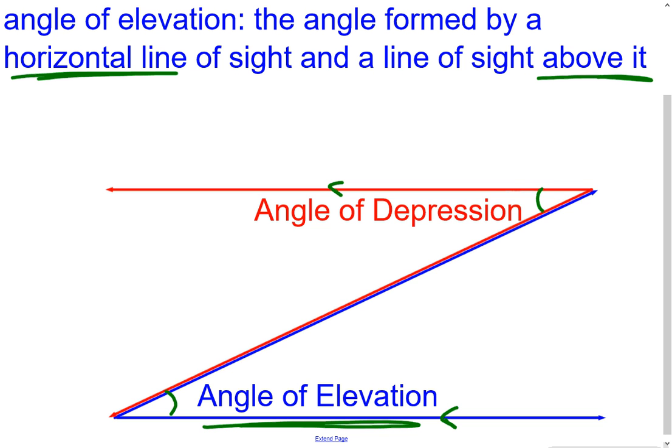The big piece to remember is one side of an angle of depression or an angle of elevation has to be horizontal. And if we think of it that way, then the other side is what's going to make it a little bit easier to figure out which is which. If the one side's going down, angle of depression. If the one side's going up, angle of elevation. But remember, one side has to be horizontal.